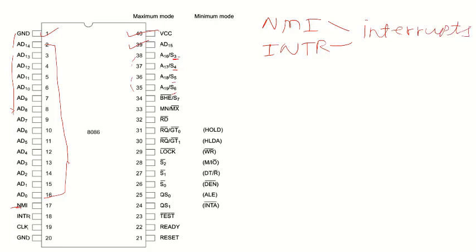Okay, we have already discussed the interrupts. There are software interrupts and hardware interrupts. These are called hardware interrupts. Software interrupts may be in the form of instructions. Hardware interrupts are given by a pin, an external pin.